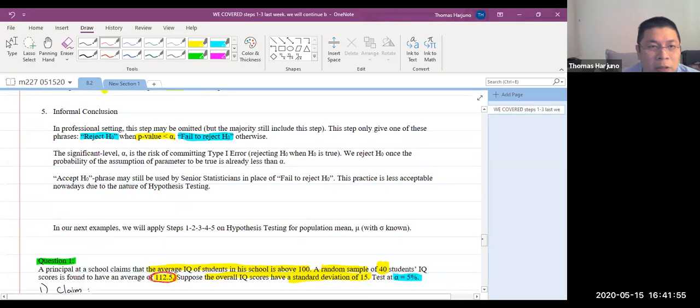Yeah, in the past they said accept the null hypothesis instead of fail to reject the null hypothesis. But that's still being used by senior statisticians. Last year, I found one professor at UCLA still using the phrase accept null hypothesis. And my former student said, Thomas, what do I do with that? I said, no big deal. I did tell you in class that if your professor says accept null hypothesis, then accept null hypothesis it is.